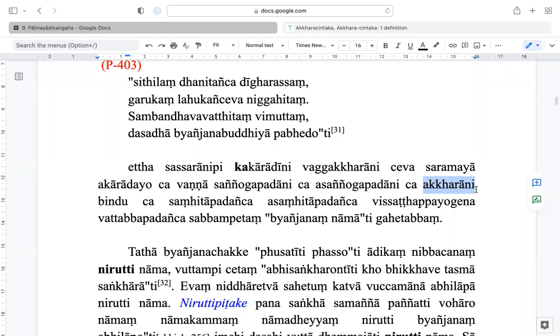Yeah, that's fine. So the only thing that is confusing is the sanyoga padani cha asanyoga padani cha akarani, because now he combined those two. That is because akarani has 2 modifiers. One is sanyoga padani, another is asanyoga padani. So sanyoga padani ja ekrani or asanyoga brani ja ekrani. And that's what we can understand.